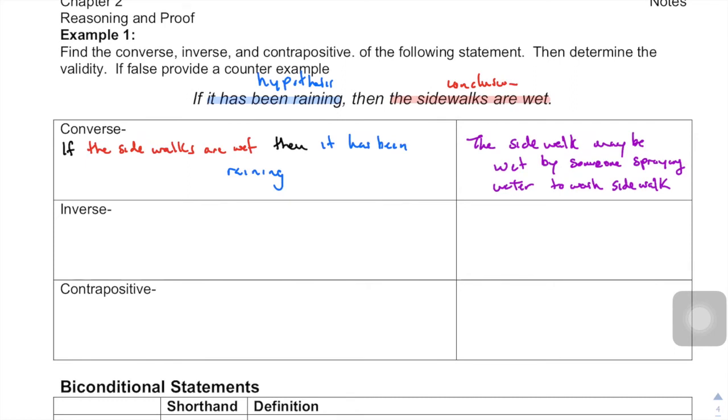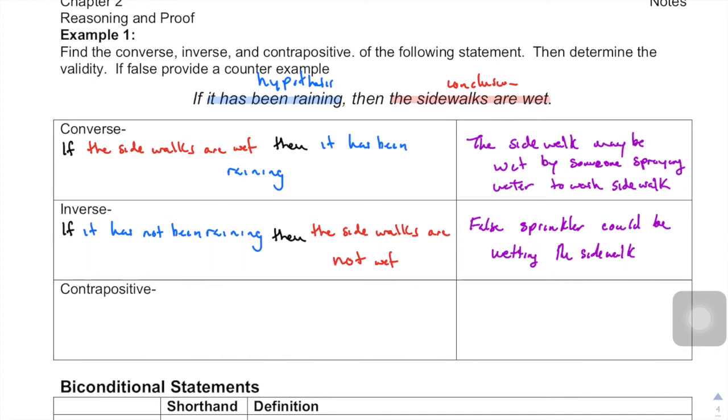Inverse, remember that's where we negate our original statement. So in this case, it would be, if it has not been raining, then the sidewalks are not wet. So again, this one would be false, right? Again, if there's a sprinkler running, that could get the sidewalk wet. Doesn't mean it has rained.